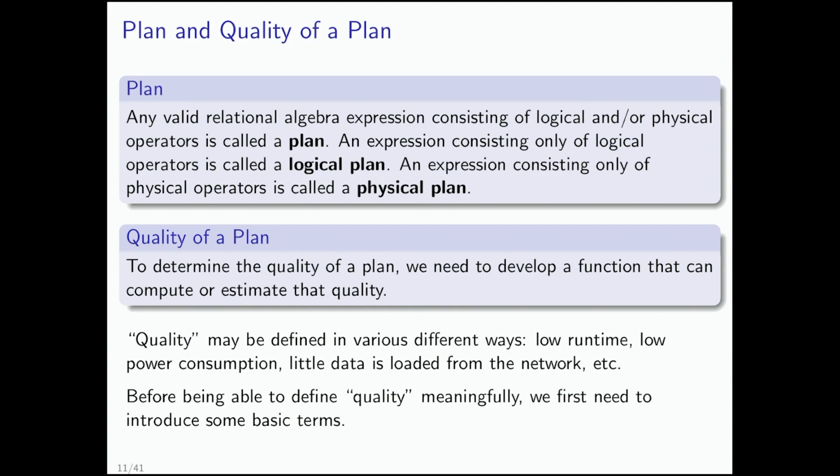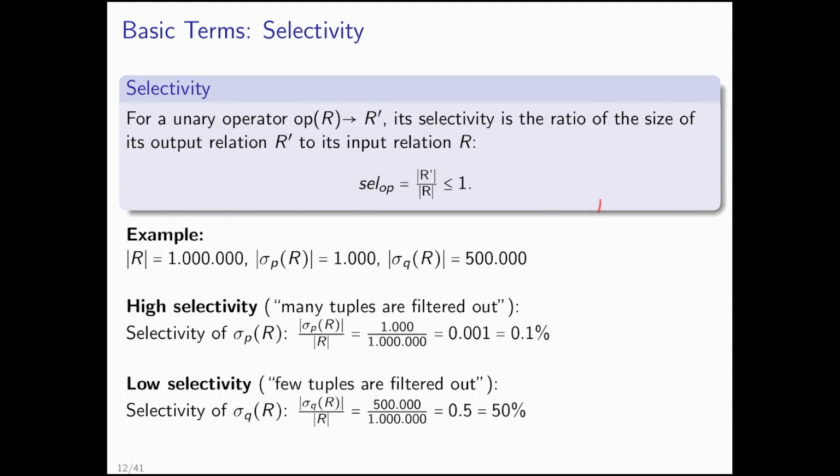Or it could be that you're operating on a bad network, so you really want to make sure that you don't load much data from the network or send data over the network. That could be your optimization goal for the plan. Depends on the situation. So quality may be defined in many different ways, and for that we need some other terminology. The first couple of slides today is really a lot of terminology we will be using throughout the rest of the lecture because it's so fundamental.